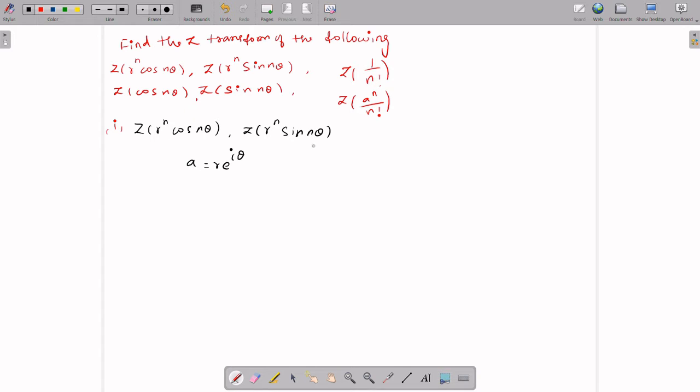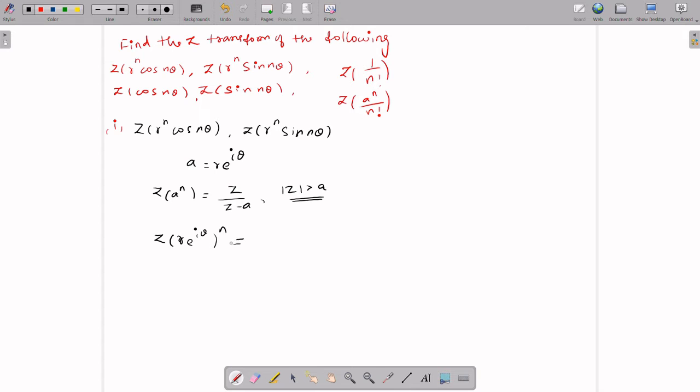You know that Z transform of a power n, in the last video we saw that, is equal to z by z minus a if mod z is greater than mod a. Okay, this is the region of convergence. Now, here we have to substitute r e power i theta instead of a, whole power n. We have to substitute this.